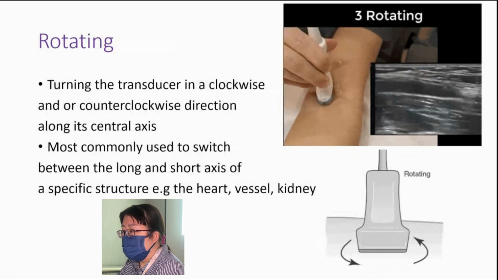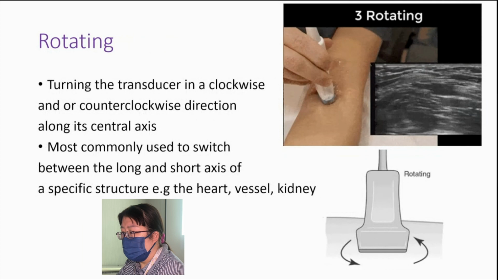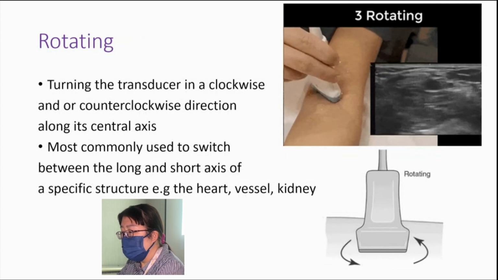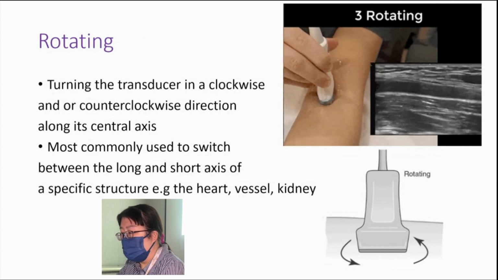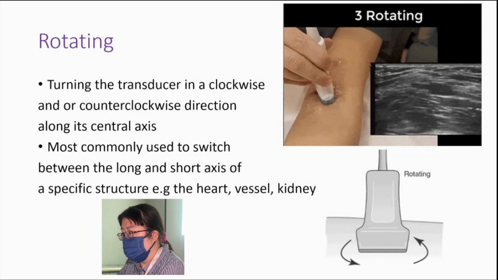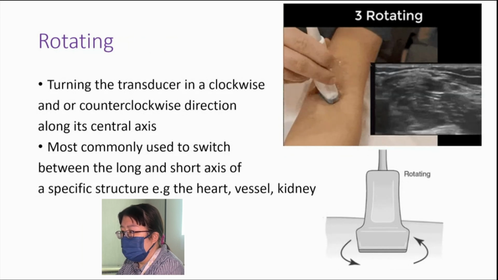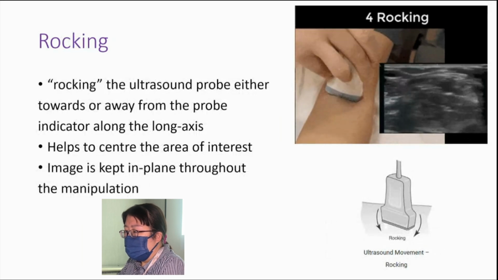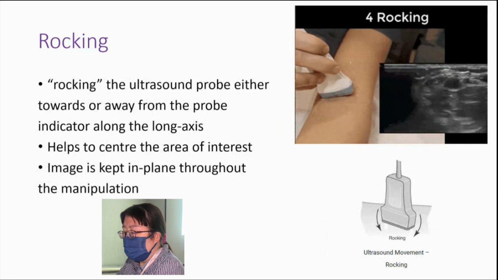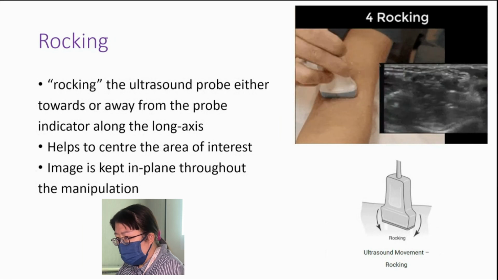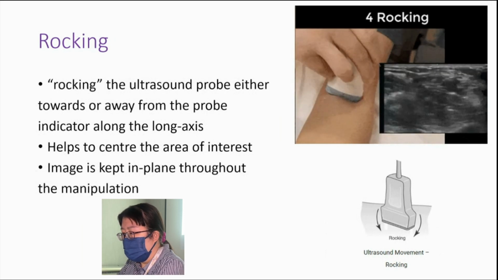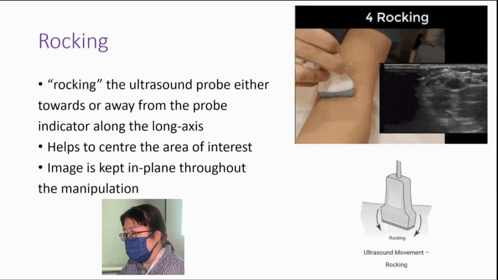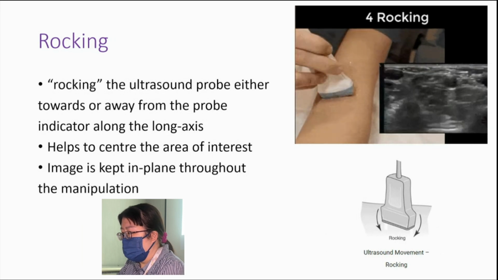Rotating means turning the transducer either in the clockwise or counterclockwise direction. And this is most commonly used to switch between the long and the short axis of a specific structure. Rocking the ultrasound probe either towards or away from the probe indicator along the long axis is often done to help to center us to the area of interest. And in this way, the image is kept in plane throughout the manipulation.